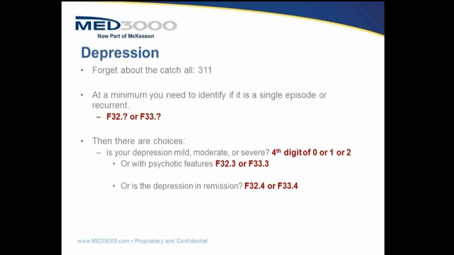Depression, we won't forget about that catch-all. In the past, we would fall under the series of 311 for depression. But at a minimum now, you will need to identify if it's a single episode or if it's recurrent. Then there will be choices. So let's say this is a single episode. The next piece would be, is the depression mild, moderate, or severe? The digits you're going to have are a 0, a 1, or a 2. Then, are there psychotic issues that could be occurring? That would take the code to a different level. Or is the depression in remission?